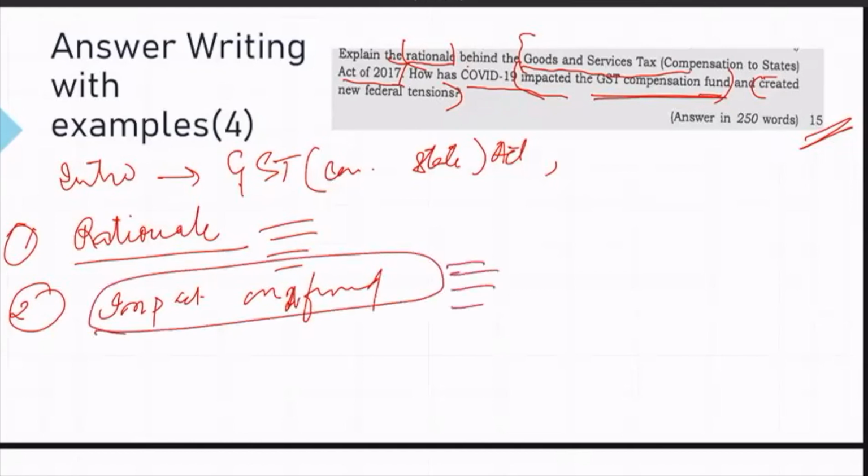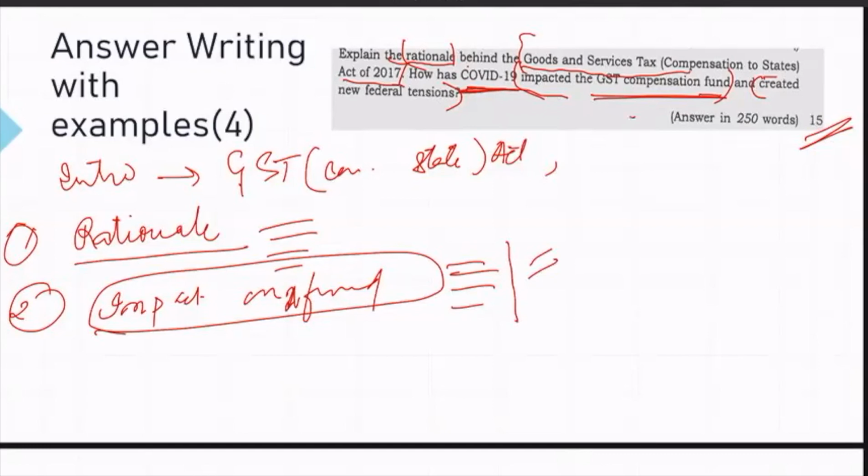Write some points on how it has impacted. You will give some data, like this was the expected amount, the amount in the fund should be like this, but it was less, like that you will mention, right? And how has COVID-19 impacted? You can explain that people were not able to go out. So there was disruption in the logistics supply chain, and therefore the fund was like that, you will explain.